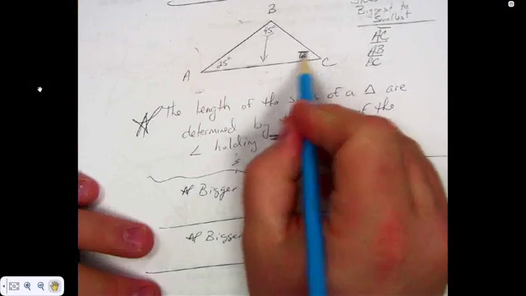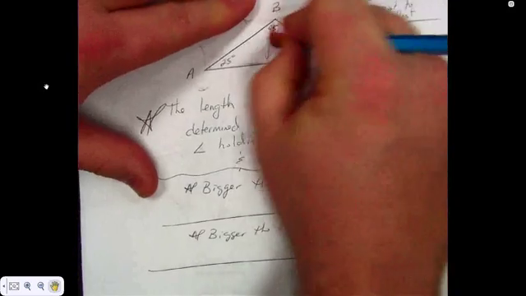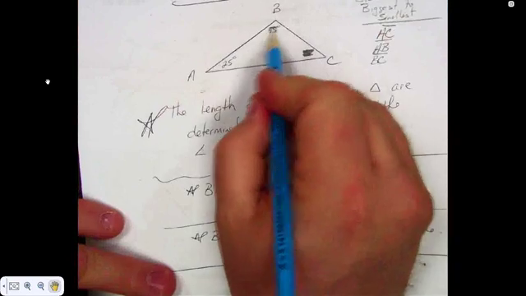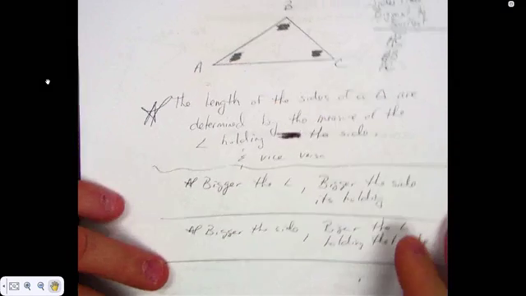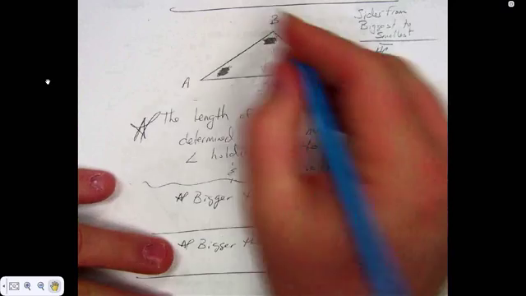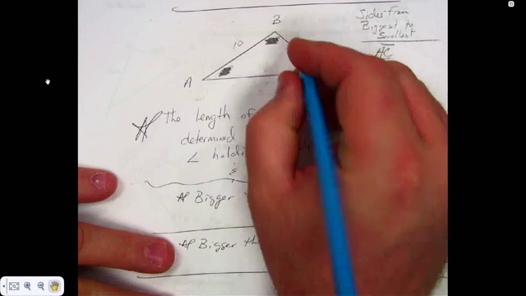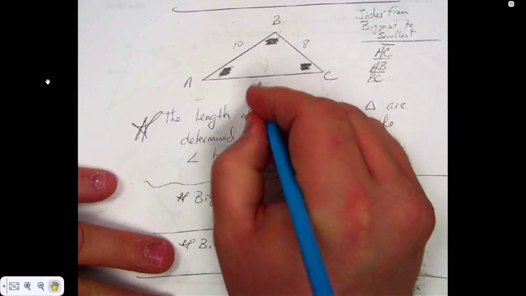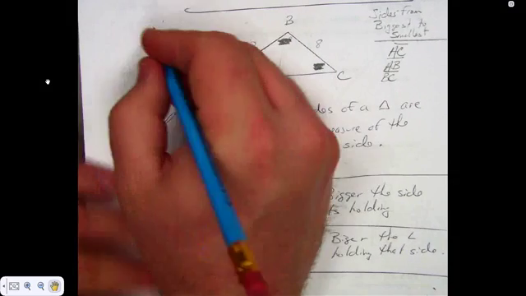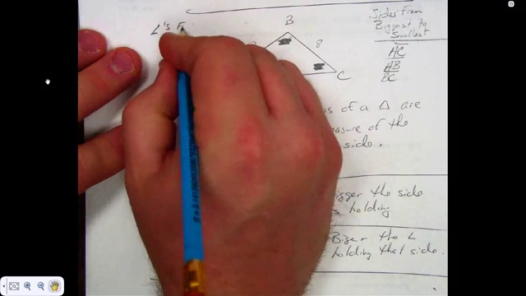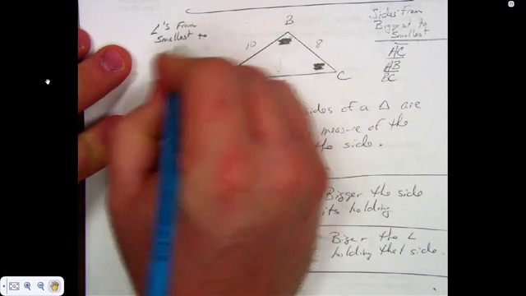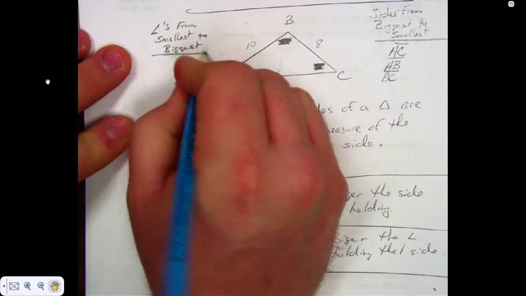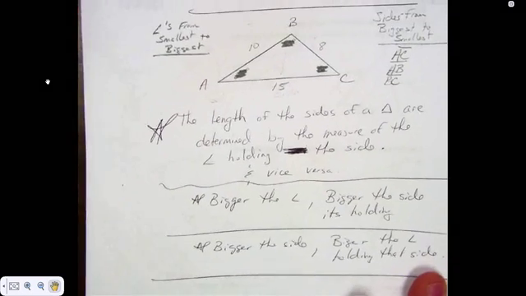Now, with all of that in mind, let's say I didn't know anything about these angles. I don't know anything about those angles. But I know that this side is 10, this side is 8, and this side is 15. Now, could we list the angles from smallest to biggest? Could we do that?